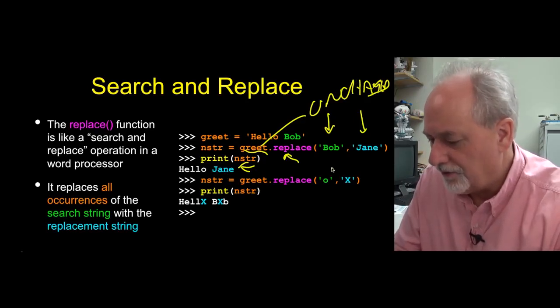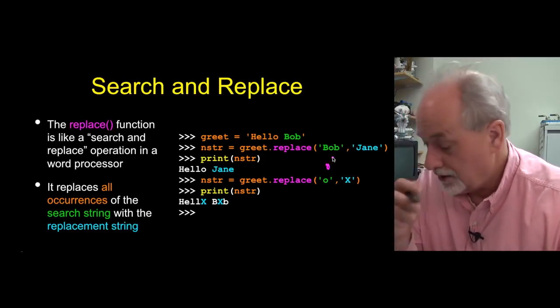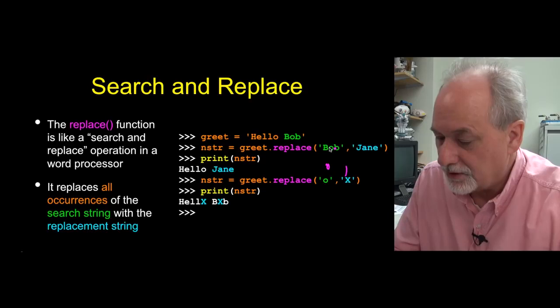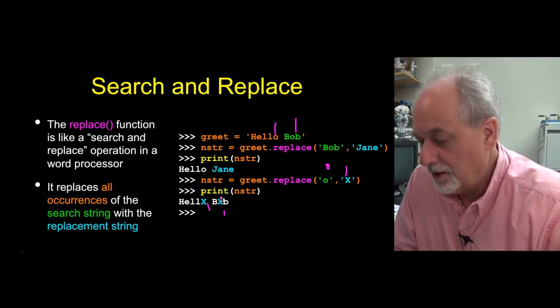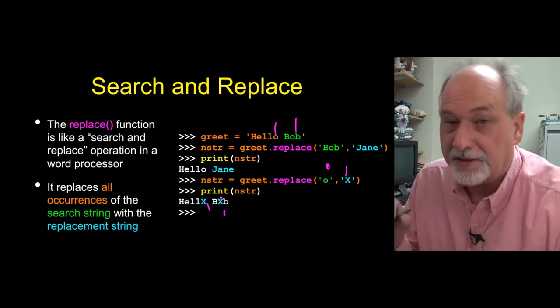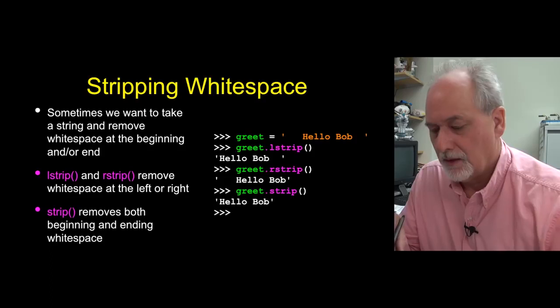And it does more than one thing. So this says go find all the o's and replace all the o's with x's. And so it goes and finds two of them, and then out come two x's. And so replace is not just replace the first one, but replace all of them.